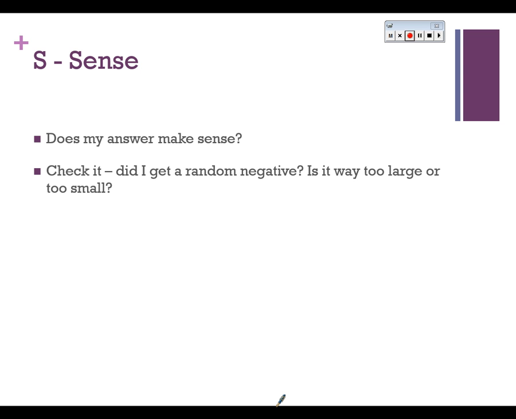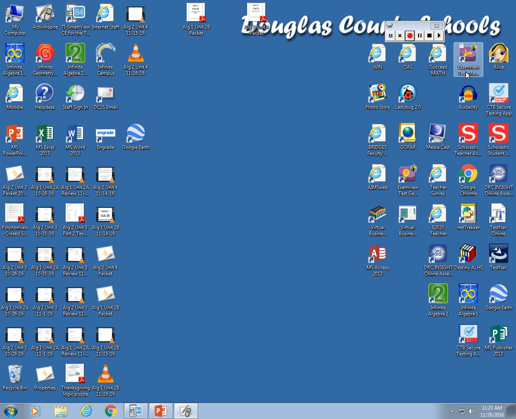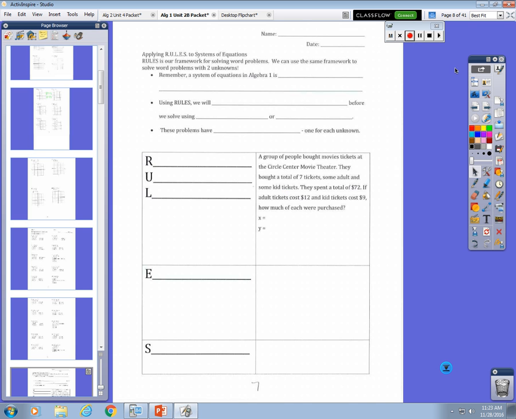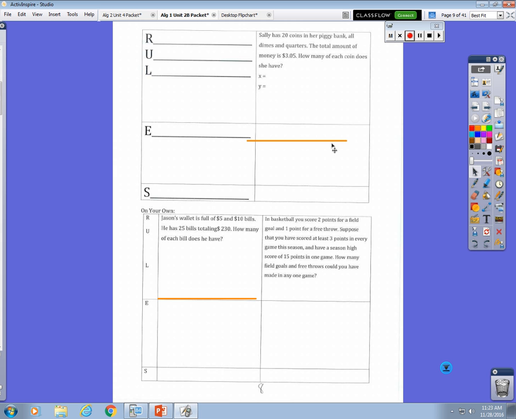Okay, now go ahead and turn to page 8. Yeah, because it'll help you memorize them. Okay, hold on, let me get this stuff out of the way, and then we'll get started.